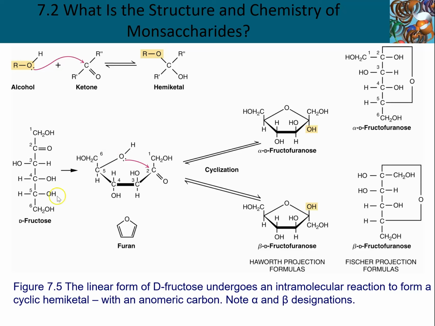So the exact same thing takes place here, where we have a plethora of hydroxyl groups which could potentially attack the 2-carbon. However, because we're going to end up with a 5-membered ring in this case, it's still the 5-carbon. So the 5-carbon is going to be doing the attack. So lone pairs on the 5-carbon hydroxyl are going to attack the 2-carbon ketone, forming a 5-membered ring.